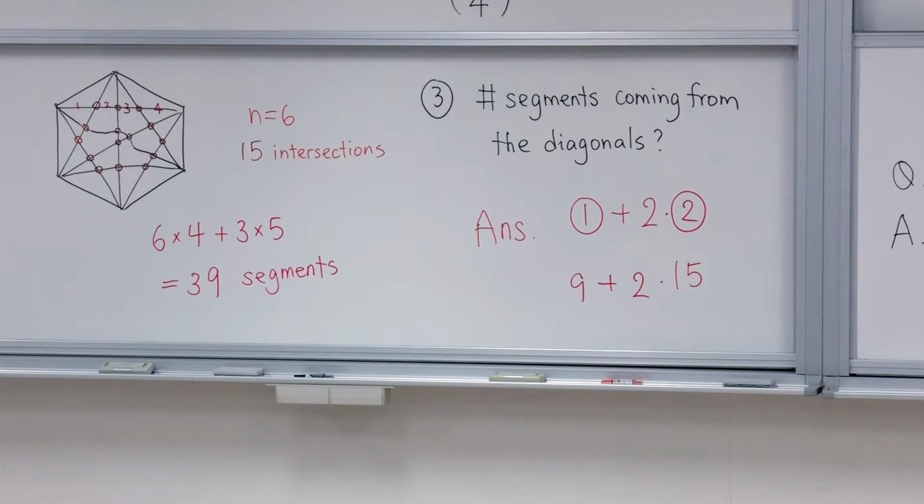So why does each intersection represent 2 segments? Originally, let's say we don't make any intersections. All the diagonals, they are happy together. They don't cross, they don't touch. They are just 9 separate lines. So 9. And suddenly, 2 of them touch. There will be 1 new intersection point.